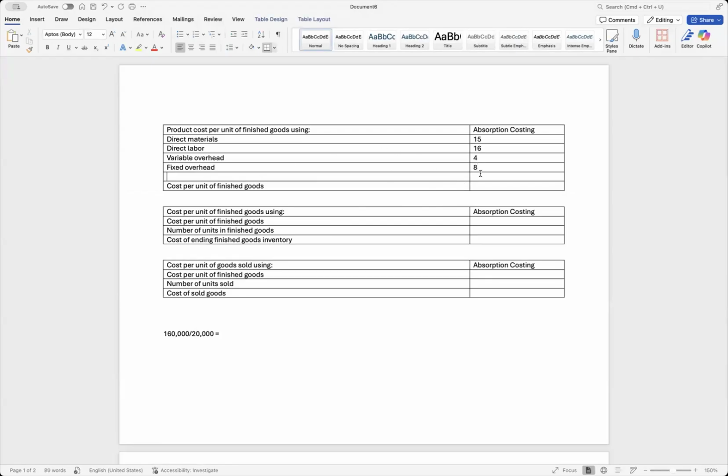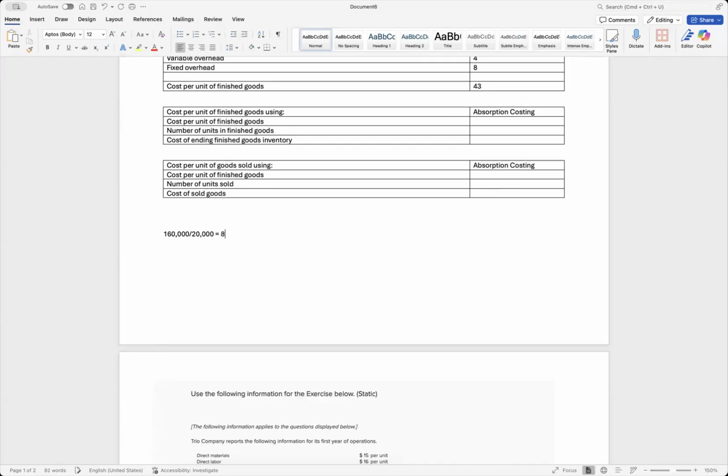This last column here, nothing to put into it in Connect. It's a trick column, or a trick row, I should say. Then I'm going to add all these numbers, 15 plus 16 plus 4 plus 8, and I should get my cost per unit of finished goods is 43.